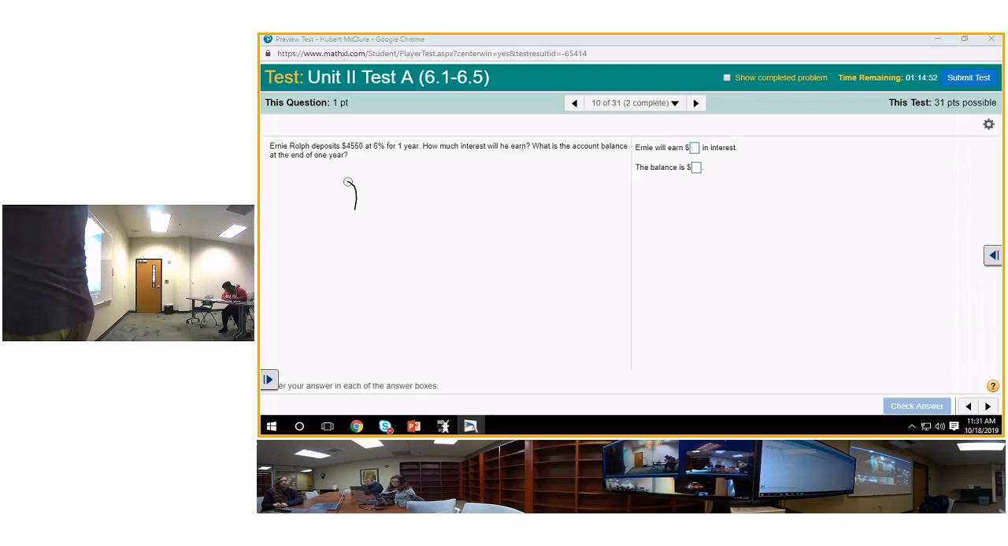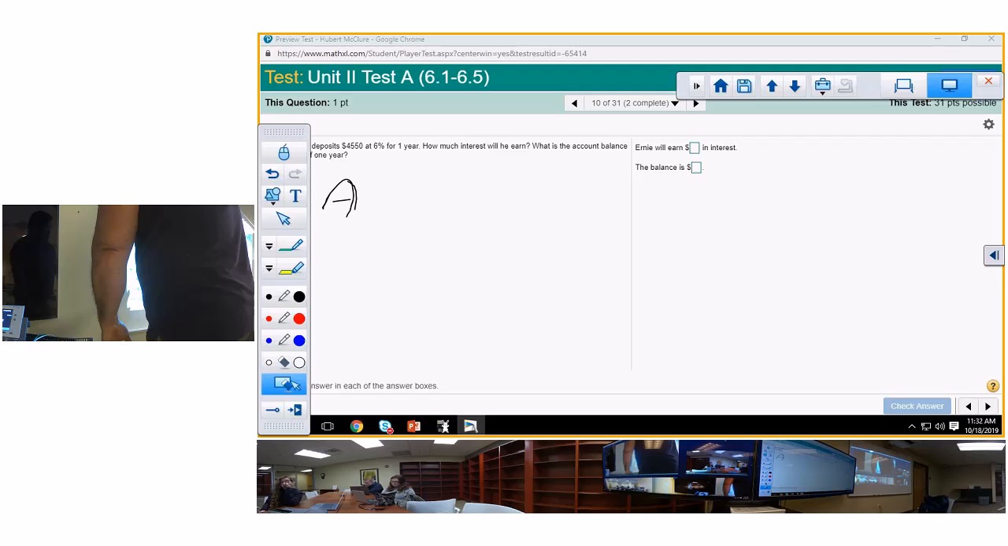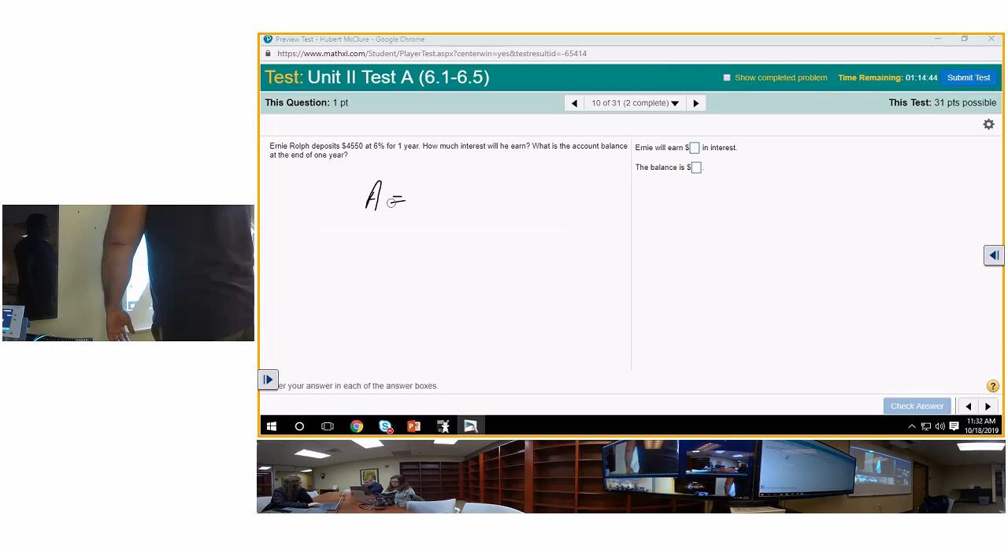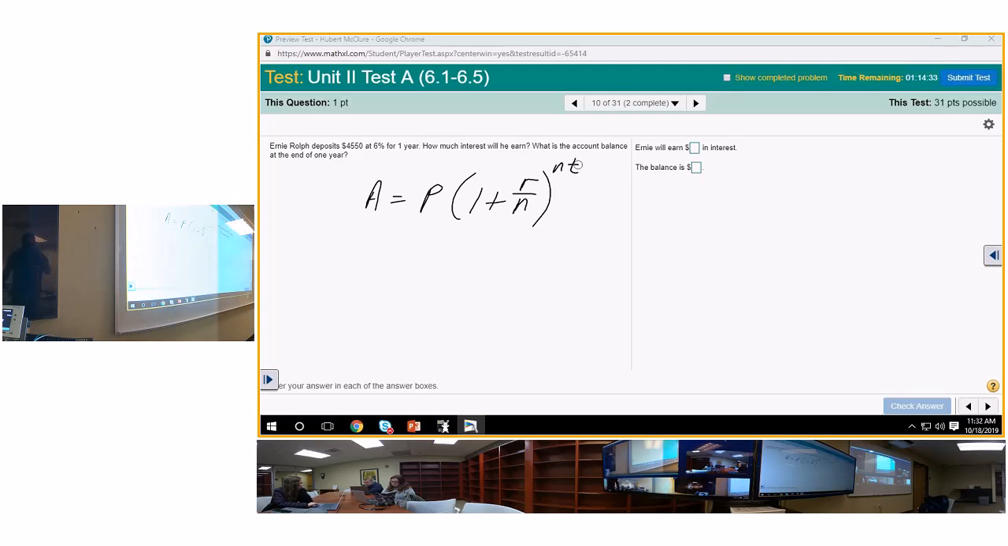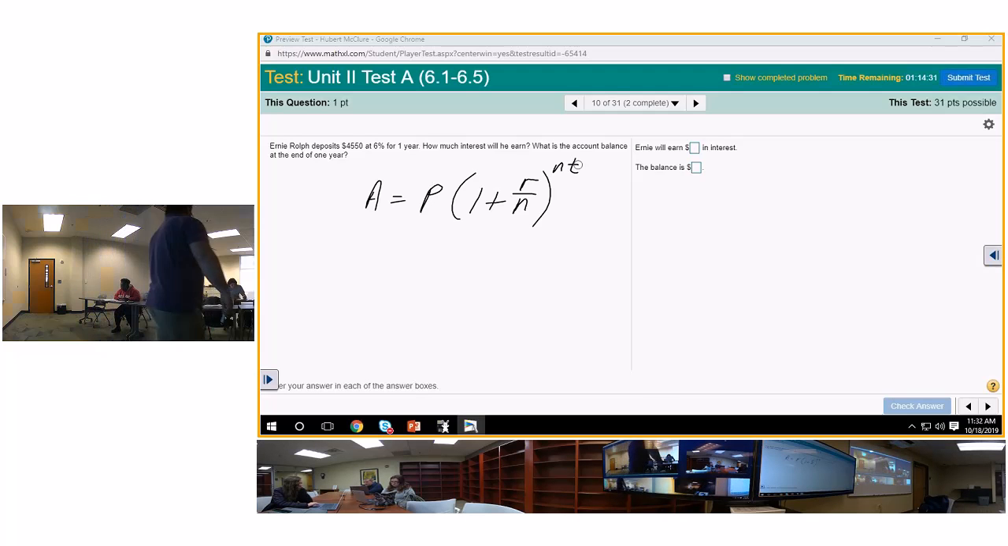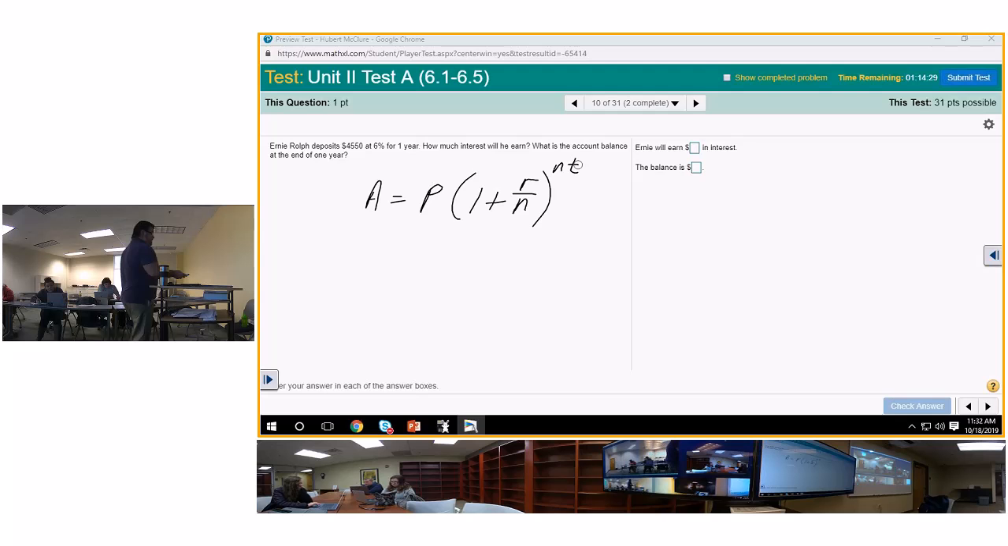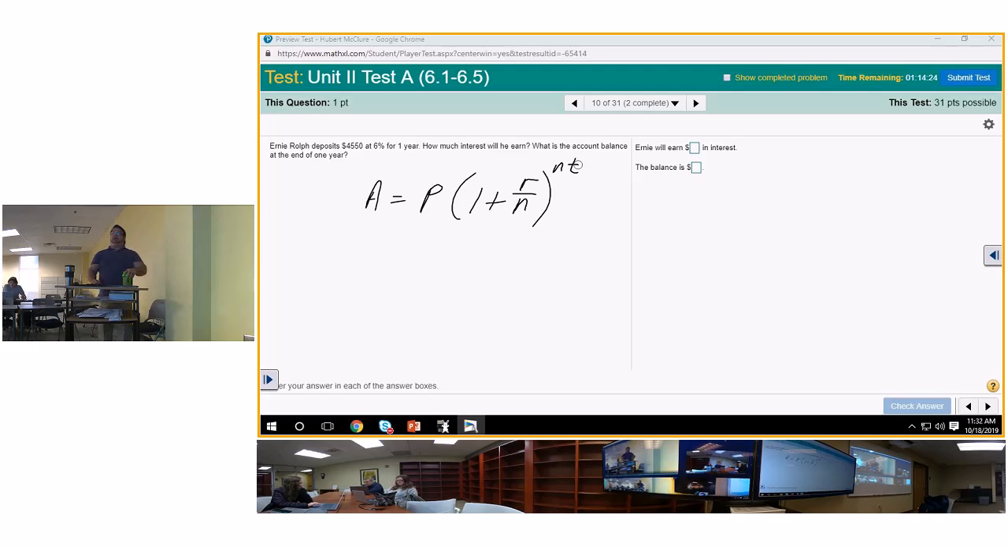A is equal to P times 1 plus r over n raised to the what? nt power. Now we did a couple of these in class. Capiche? Yes or no? Yes. We did. So don't act like you never seen it before.